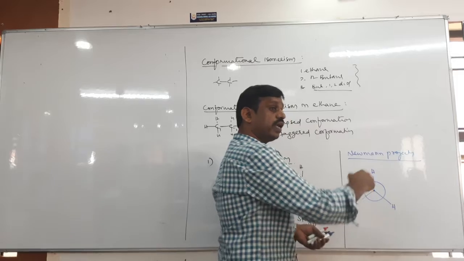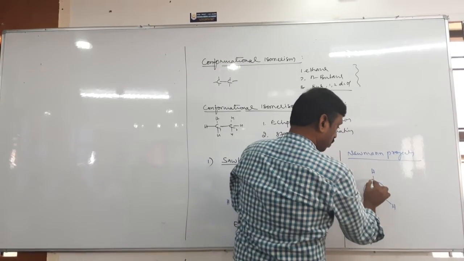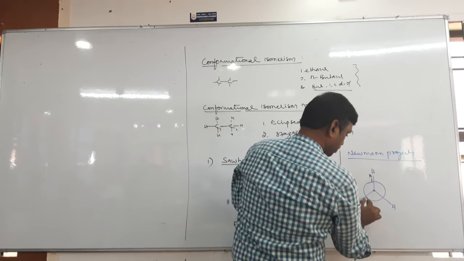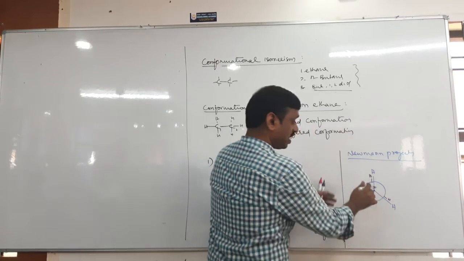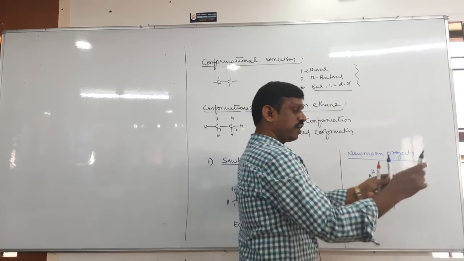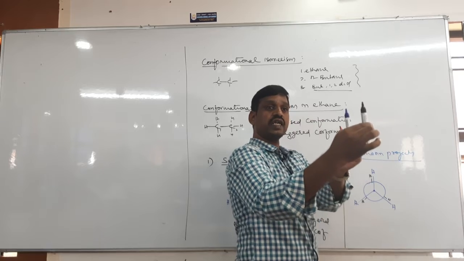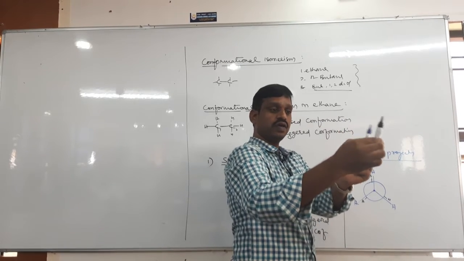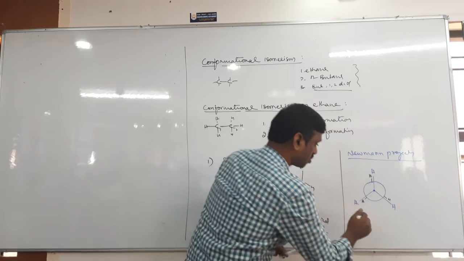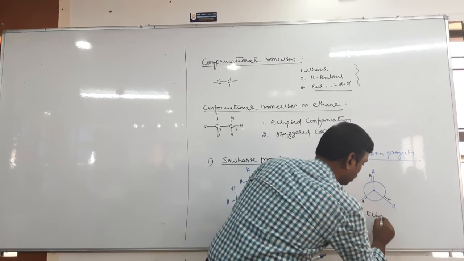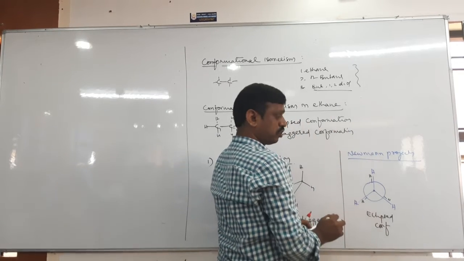Next, the circle indicates the back carbon, the rear carbon. On the rear carbon, if the hydrogens are like this, they are exactly behind, right? Front carbon, rear carbon. So the hydrogens are exactly one behind each other. Here also like this, here also like this. Then this is called what? It is an eclipsed conformation in the Newman projection.